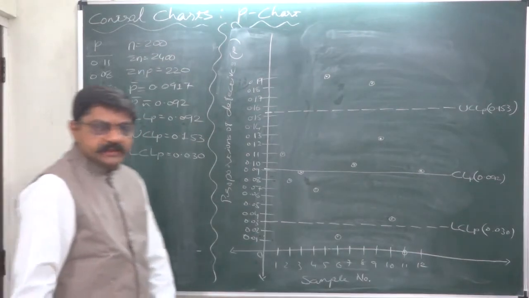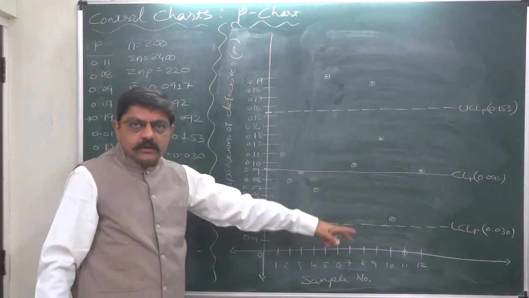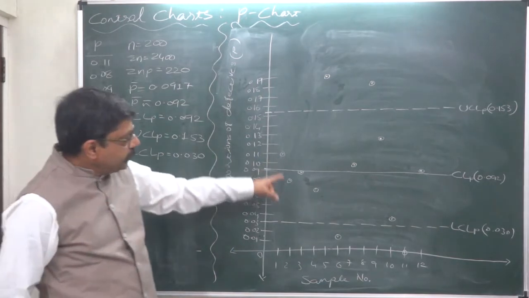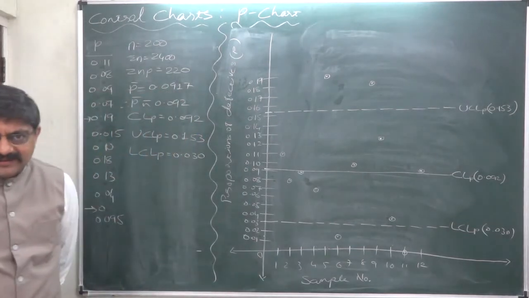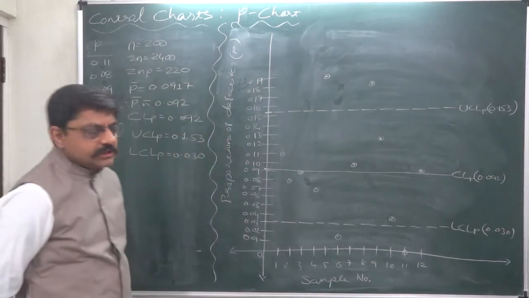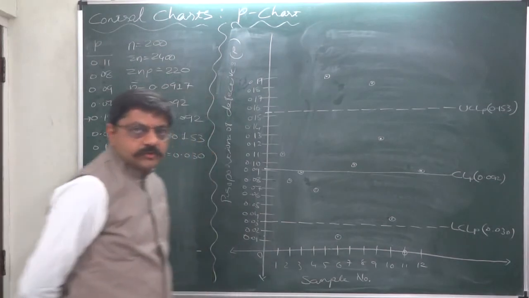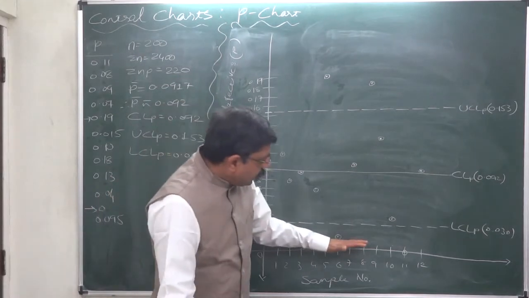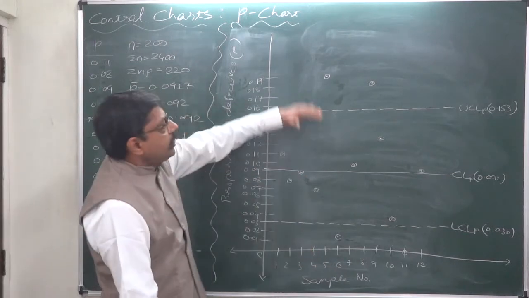Now, there are two ways, either to join all these points with a line or not. I leave it to you. Some teachers prefer that you join all these with a straight line, but it is not compulsory. I sometimes do it, sometimes not. When I was studying, my teacher had never done that, because we are actually interested in observing whether any one or more sample points are below the lower control limit or above the upper control limit.